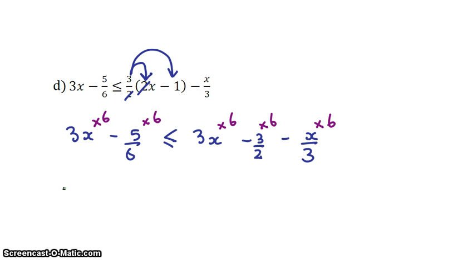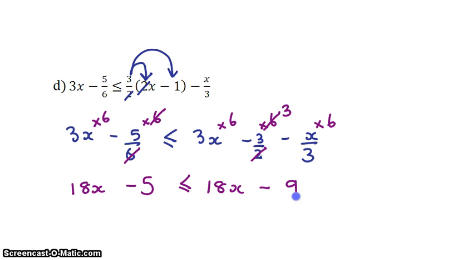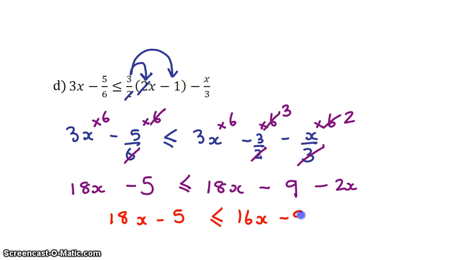Now I'm allowed to multiply. If I multiply by a negative, I need to swap my inequality around, but I'm just multiplying by 6. So I get 18x. Now here my 6 and my 6 cancel, so I get rid of that denominator. I get 18x again. 2 goes into 6 3 times, so I get minus 9 because it's 3 times 3. And 3 goes into 6 twice, so I get minus 2x. Now again, I'll get my x's to one side. It might be simpler just to collect up like terms first. So 18x minus 5 is less than or equal to 16x minus 9.